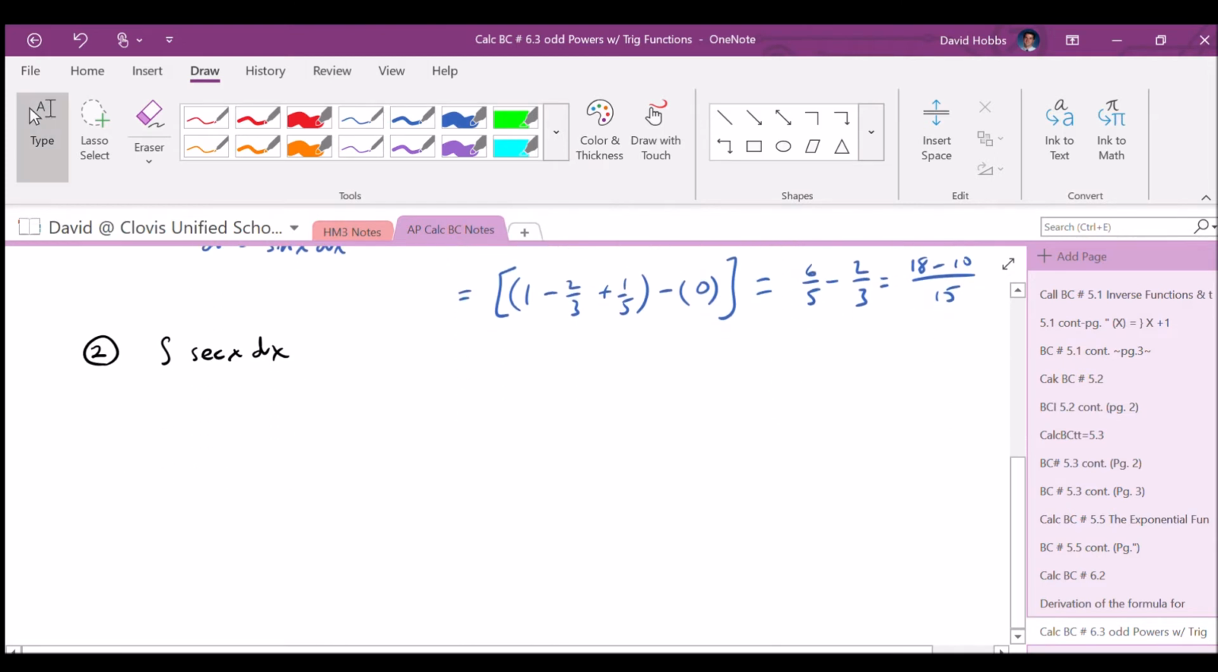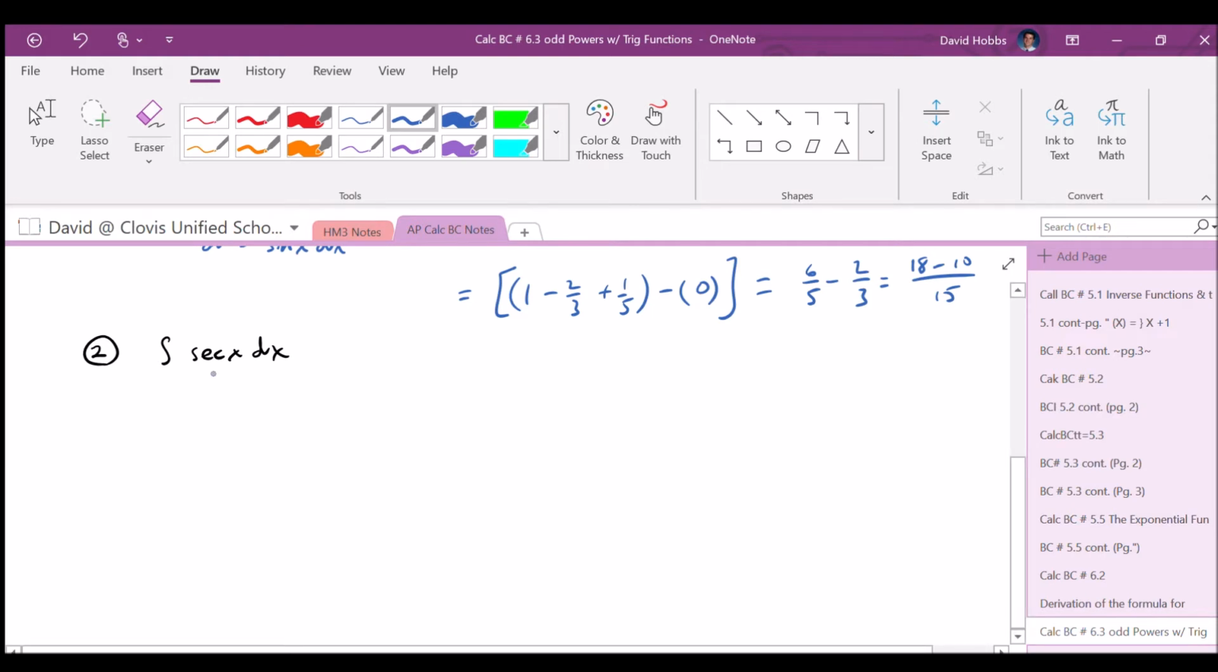Okay, problem number 2 here. Problem number 2, integrating secant x dx. Now, perhaps some of you might actually remember that we did this problem in the last unit. It's just that they kind of helped set it up for us. I'm not sure, but probably most of you do not remember this.